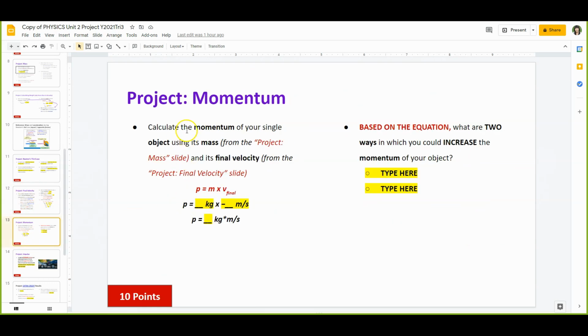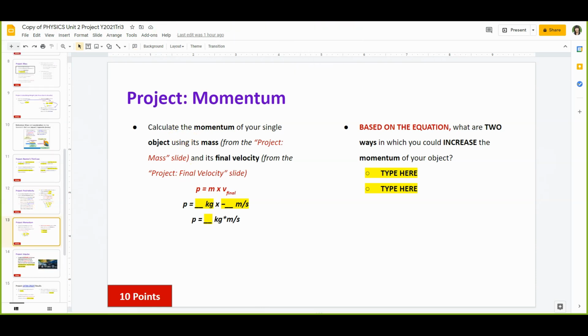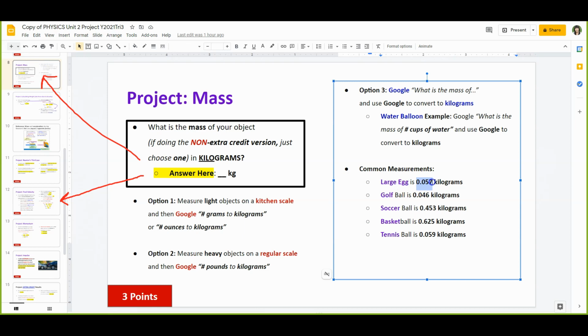So the question is, what is the momentum of your single object using its mass? Again, from the project mass slide, which was up here, so slide number 8. All right, and its final velocity, which was from the final velocity that we just calculated on slide 12. All right, so what you'll go ahead and do is you're going to go ahead and enter your kilograms of your mass. Again, for most of your objects are probably small. So again, it should be less than a kilogram.